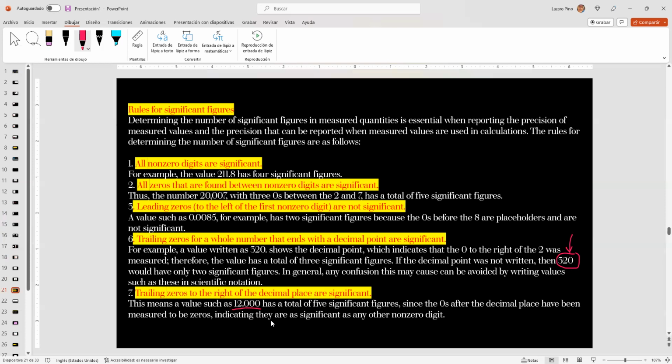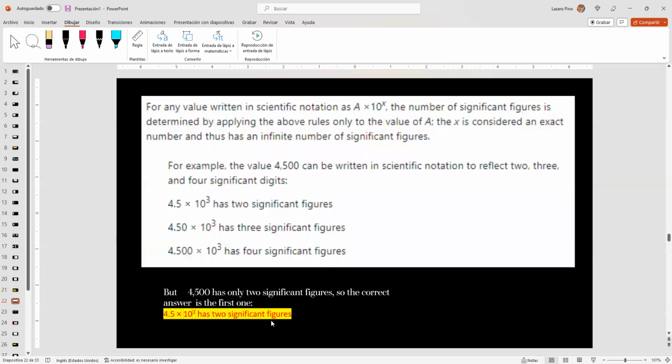You can stop the video and study it very carefully because you will need to apply this during all this class from the beginning to the end. If you report a number with a number of significant figures that is not correct, you will lose points, even though it's the number that you can calculate using a calculator.